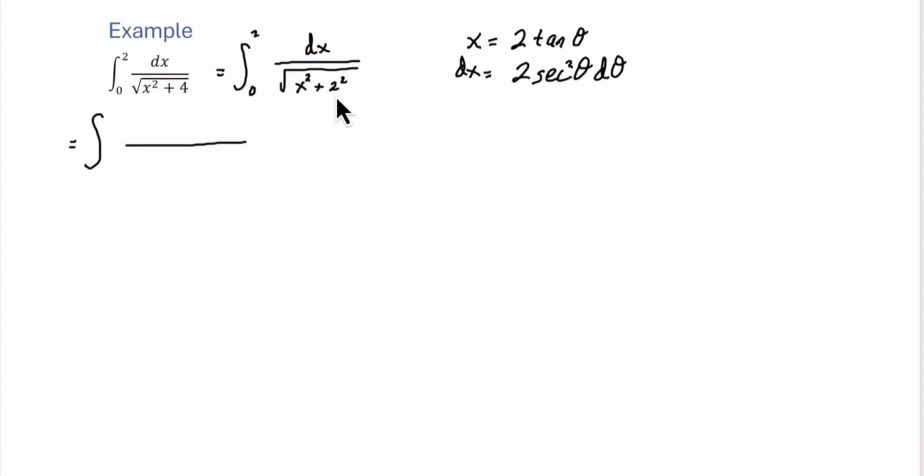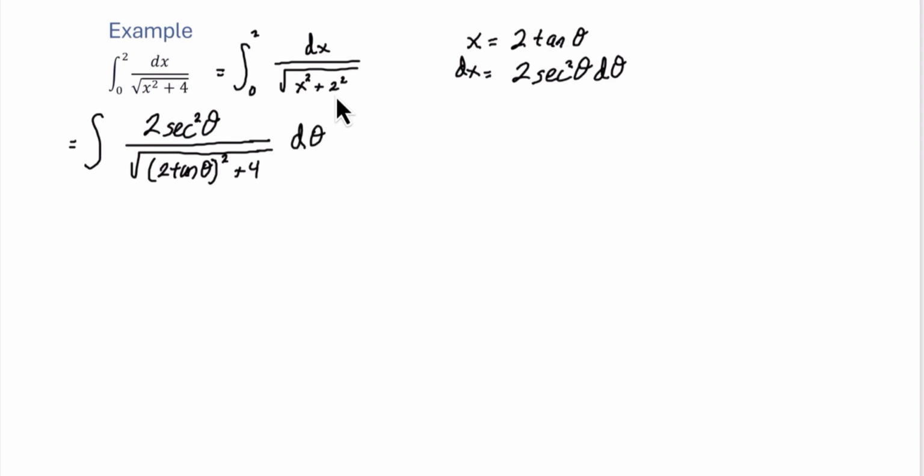In the denominator, we're going to replace the x with 2 tangent theta. And that quantity is squared. And 2 squared, I'll replace that with 4. dx we replace with 2 secant squared theta d theta, which I will put on the outside.